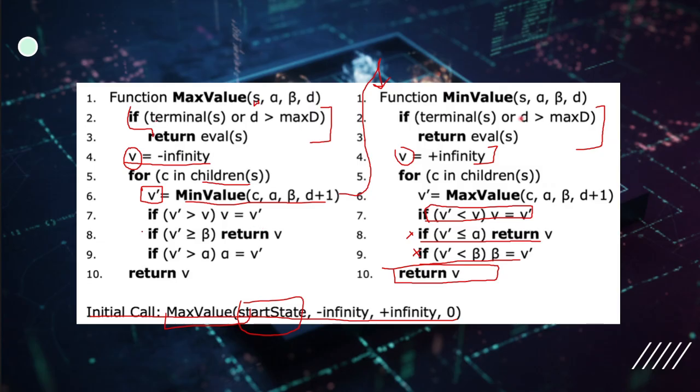And we see the most important thing here again. This statement wouldn't be executed because beta was plus infinity and V dash is obviously less than that.